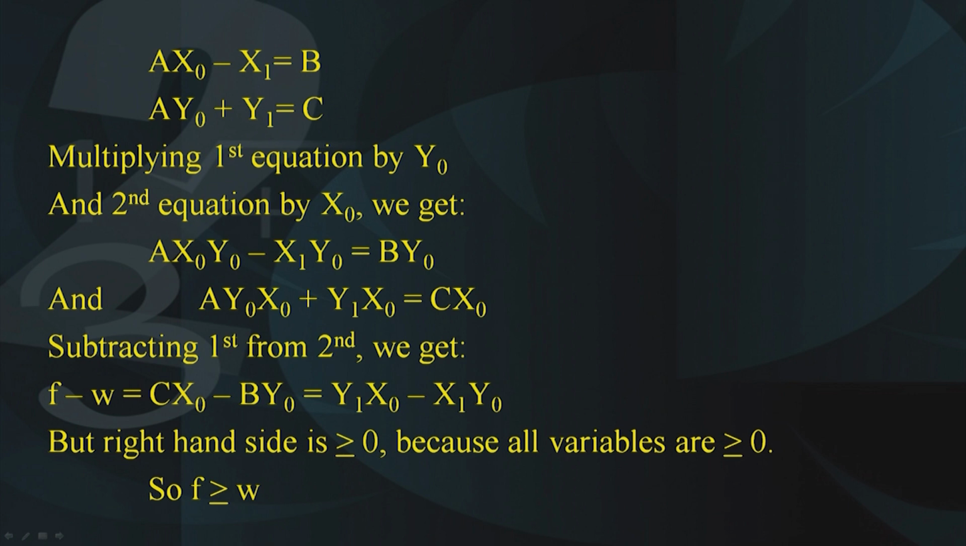Now, the right hand side, as you know, is all greater than or equal to 0, because they are the primal variables and the dual variables. Hence, f is greater than or equal to w. So, this is just another alternative way in which the weak duality theorem can be proved.